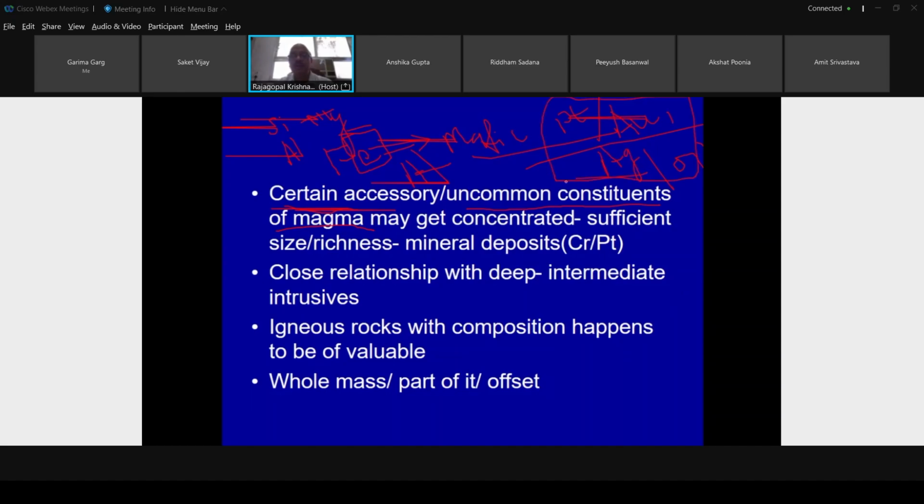So that means there is something called uncommon. What is uncommon? Platinum, gold, silver, mercury. They're all uncommon. So these uncommon ones, when they get concentrated in sufficient size, then it becomes a metal deposit.